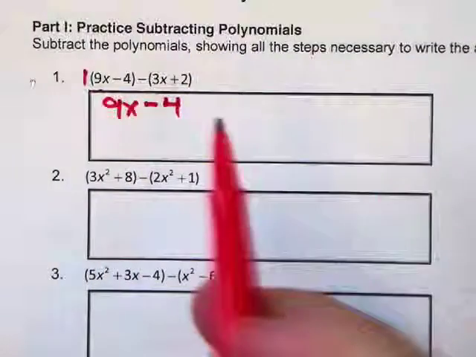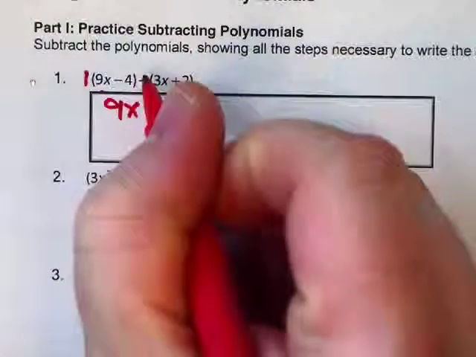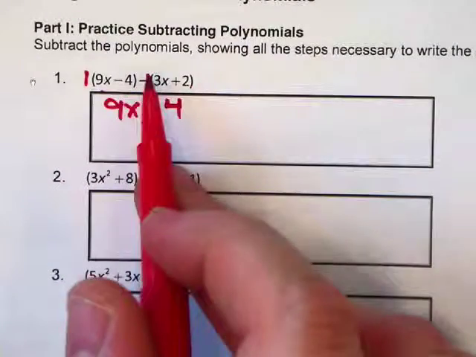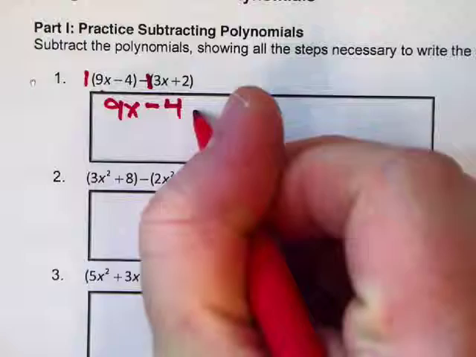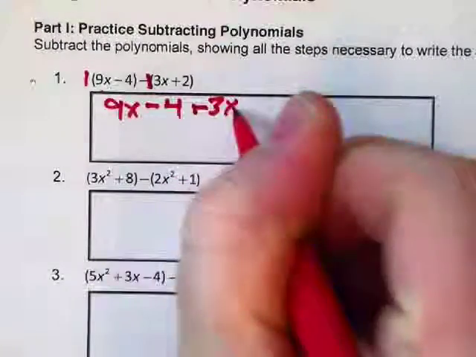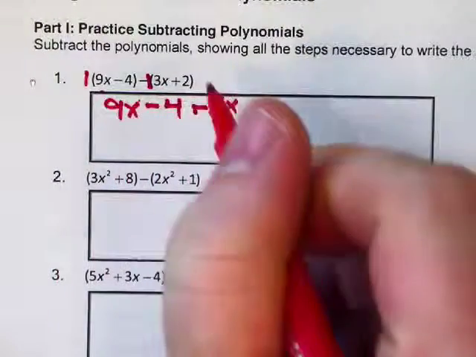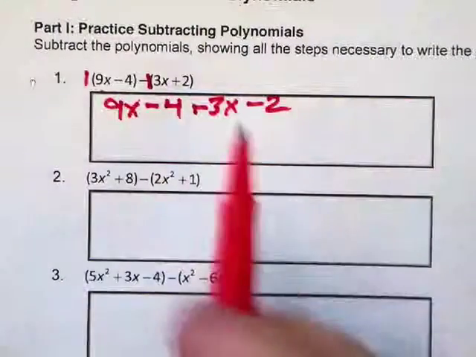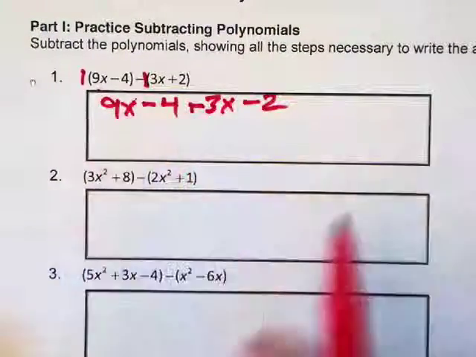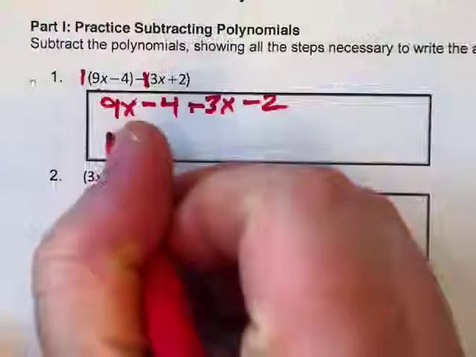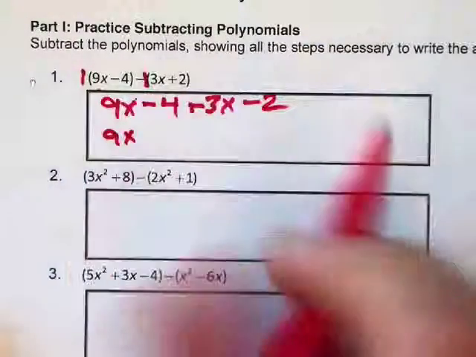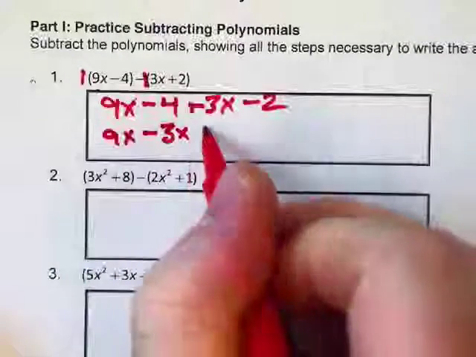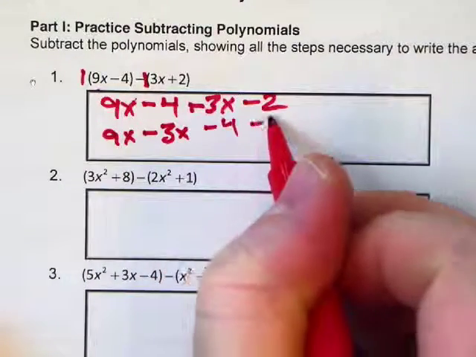And with that in mind, we look at this next one. That's the same thing as saying negative 1 times all of that. So negative 1 times 3x is minus 3x. And negative 1 times 2 is minus 2. Now if we rearrange this, we can see where they start to come in handy. Let's put all the x's up front. So 9x, and then we have negative 3x, and then we have negative 4 and negative 2.